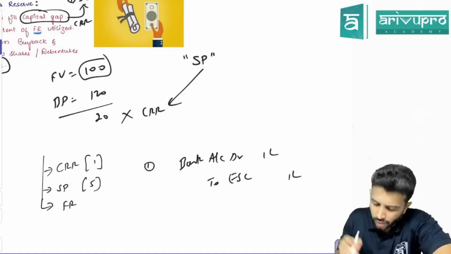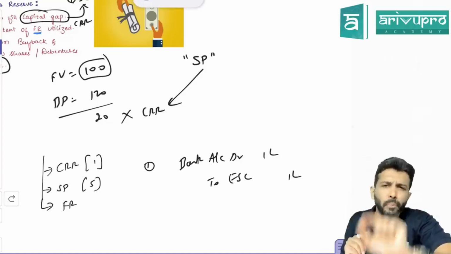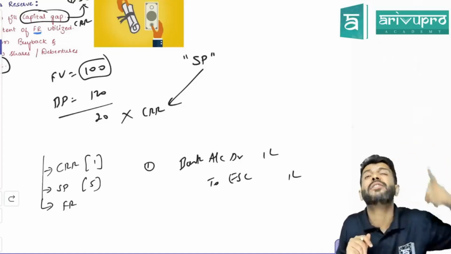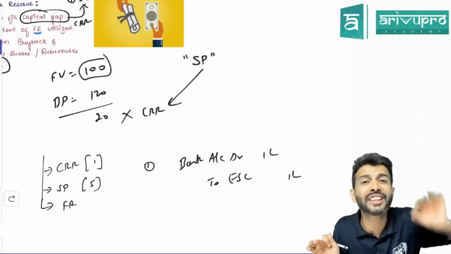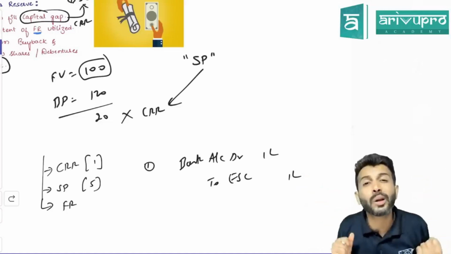Correct? Now, sir, bonus shares means, what does the word bonus mean? Bonus shares means additional shares given to existing shareholders at free of cost. Bonus means OC. Okay, South Indian language OC, meaning it is free. The shareholders don't have to pay anything. It is received absolutely free.